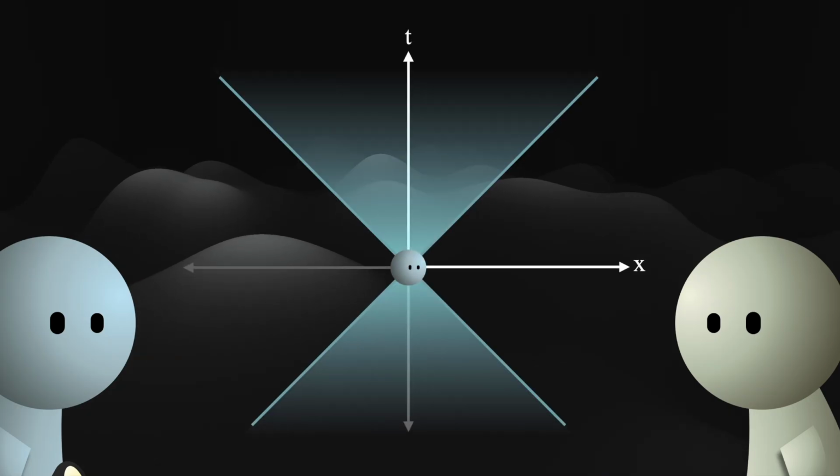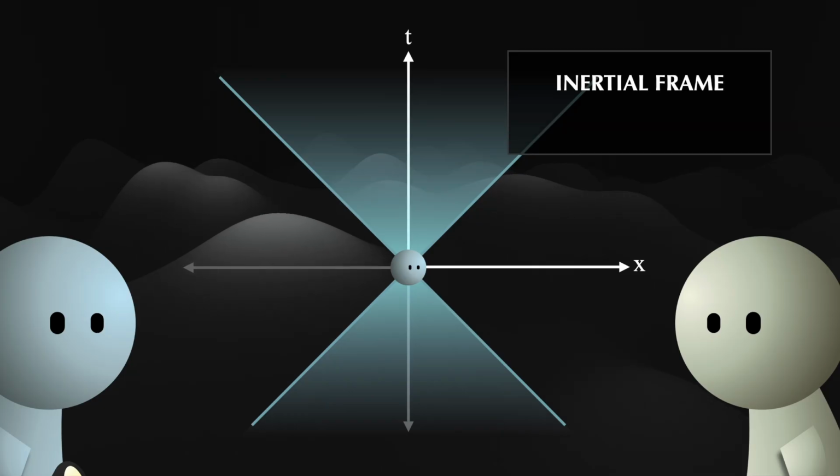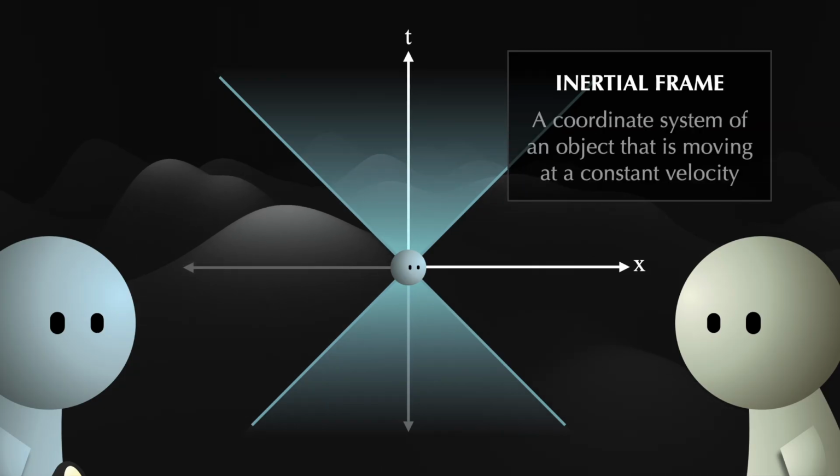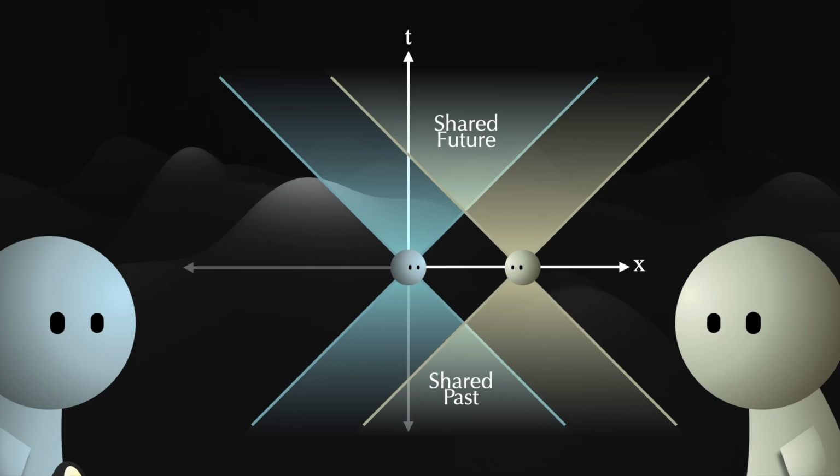Now here we have an observer and their light cone. These lines are their inertial frames. These are a coordinate system that belongs to an object moving at a constant velocity. As you can see, there is a moment of time where two observers' light cones overlap. This area is their shared future, and another, their elsewhere. In the shared future, they can influence each other.